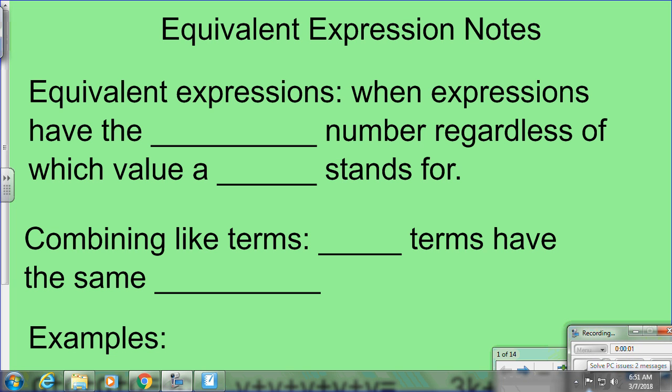Today we're going to talk about equivalent expressions. Equivalent expressions are when expressions have the equal number regardless of which value a variable stands for. Some of this is review and some of it is brand new.